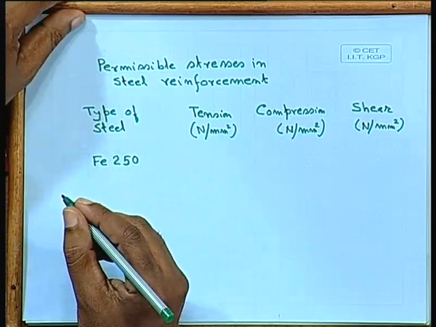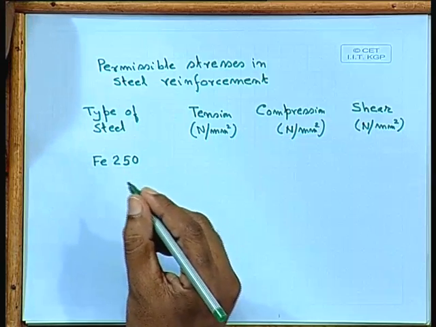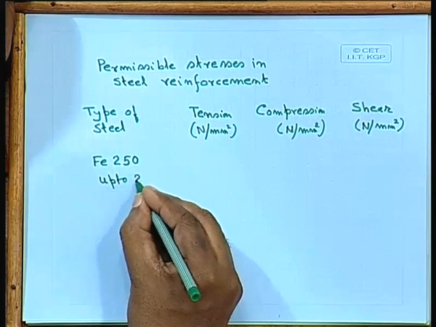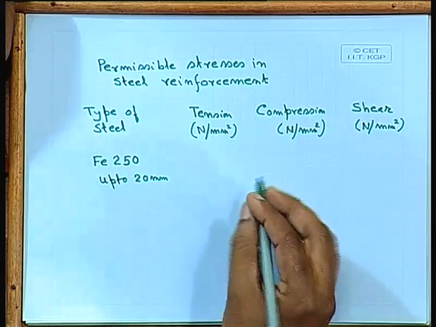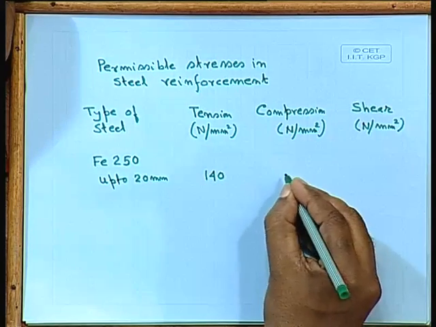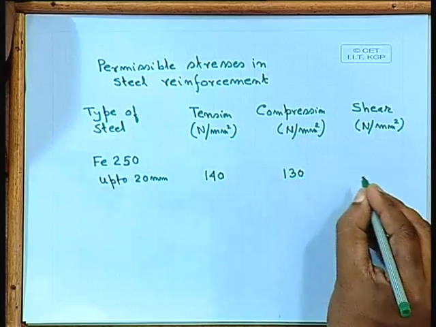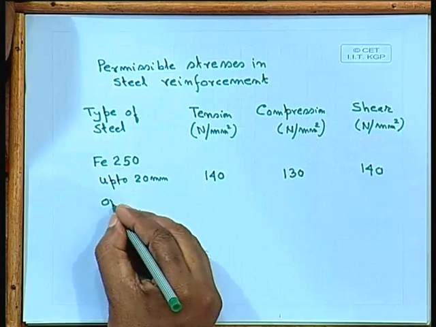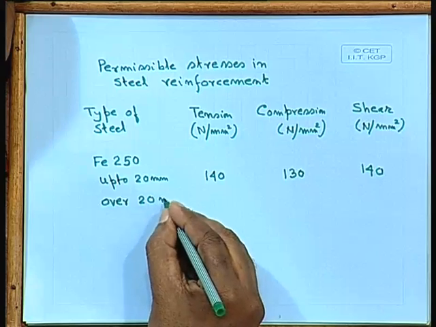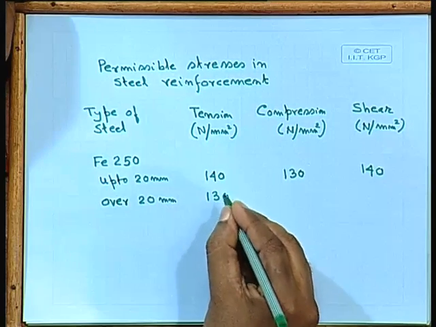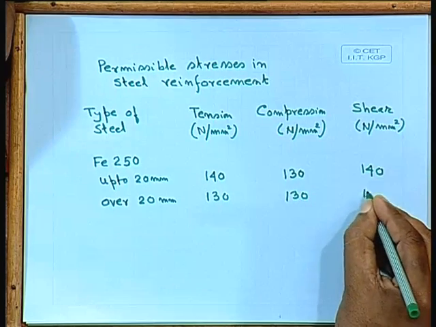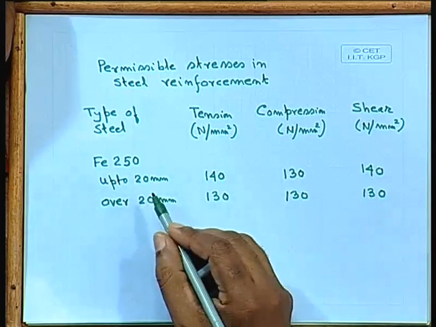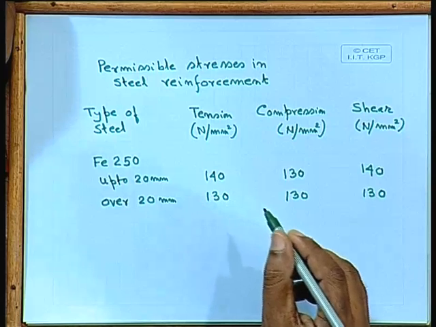Fe 250, that is mild steel. For that, up to 20 millimeter diameter, we have 140 in tension, 130 in compression and 140 in shear. Over 20 millimeter diameter, 130 in tension, 130 in compression and again 130 in shear. That means 130 for all of them. Only in tension and shear it differs if the bar diameter is less than or equal to 20 millimeter.